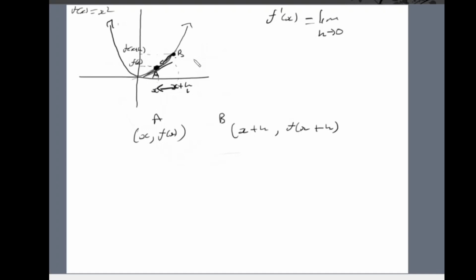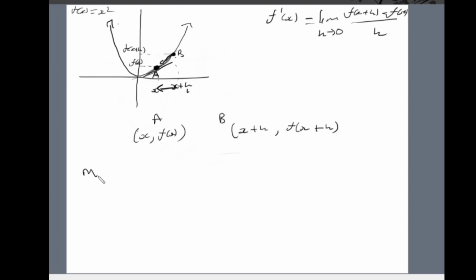I know it might be confusing, or maybe it sounds too complicated, but this is just a way of describing the gradient of a curve at a specific point. So now we know f prime x is defined as f of x plus h minus f of x, divided by h. If you think about it, this is the way to calculate the gradient between A and B.